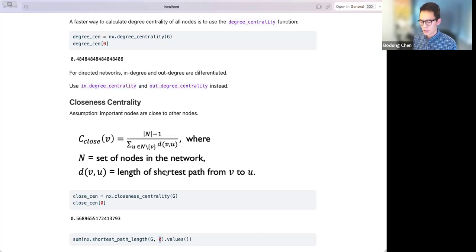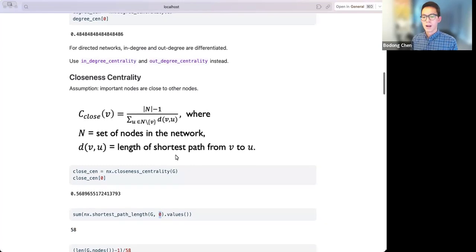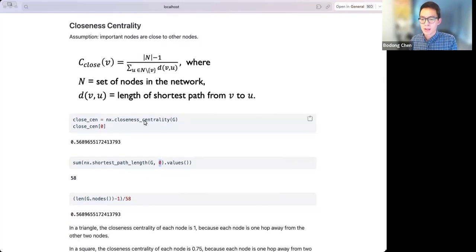All right, so the node that is closer to all other nodes will have a bigger number. In this case, it will have a higher closeness centrality because that forms the bottom part of this equation. And here you can directly call closeness centrality, which is another function in NetworkX. For every node in the network, you get a closeness centrality, just the same as degree centrality. And here we check node 0, which has this number.